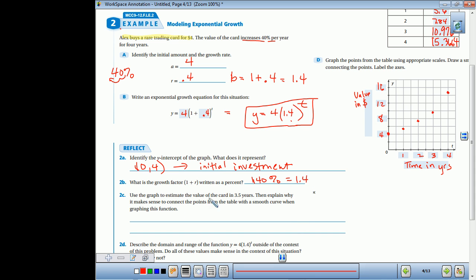Okay, it says to use the graph to estimate the card's value in 3.5 years. So let's think about this. If we want to come up to 3.5, there's not anything there. We connect the graph. Why would we? I like it. It still has value in between the years. Very good. Time is measured continuously, so it does have value in between all of these, so we would connect the dots. So to the best of your ability, draw in what looks like a nice curve to you.